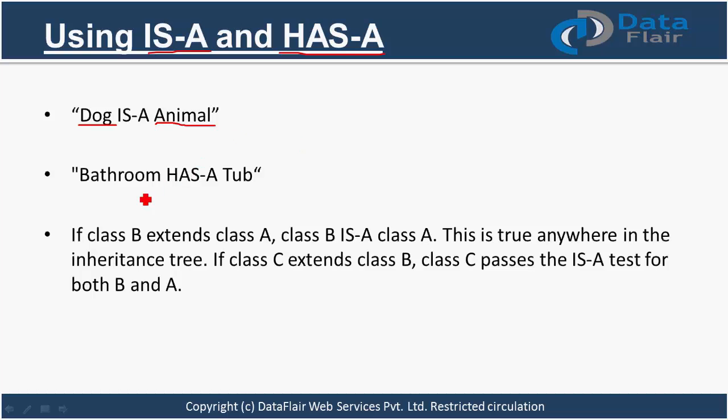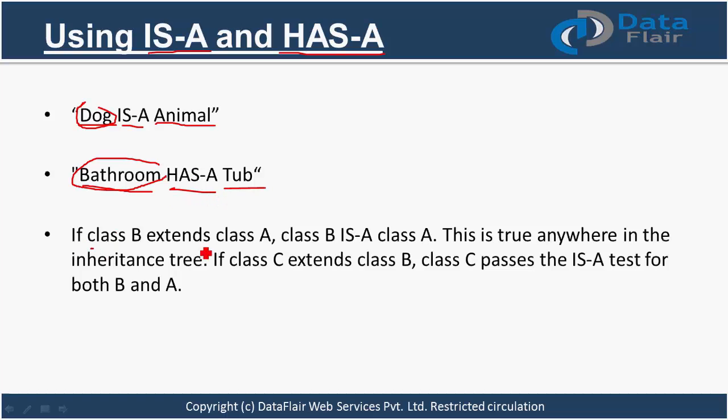But let's say you want to use a feature of, for example, a bathroom and a tub. You don't say a bathroom is a tub; a bathroom has a tub. If you have a dog, obviously you have an animal with you. But if you have a bathroom, obviously there will be a tub. That doesn't mean a bathroom is a tub. That means a bathroom has a tub. So you have these two relationships, is a and has a. Whenever you work with extends, you're working with is a, and whenever you create an object of a class in another class, it is has a.